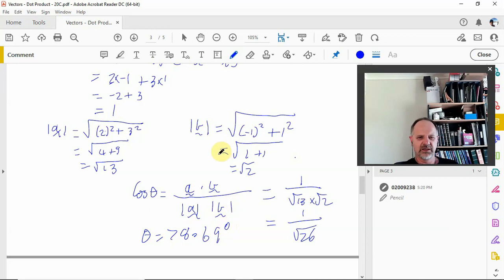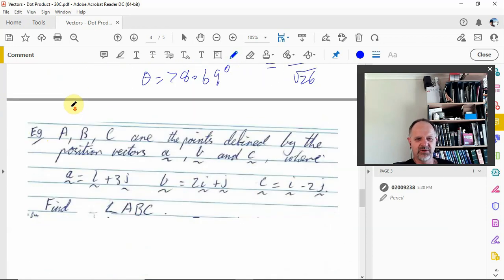All right, so there is how we would find the angle between two vectors. Okay, there are other ways, but the other ways are more time consuming than what I've just done. All right, so that's the simplest way. All right, let's have a look. What do we got here?